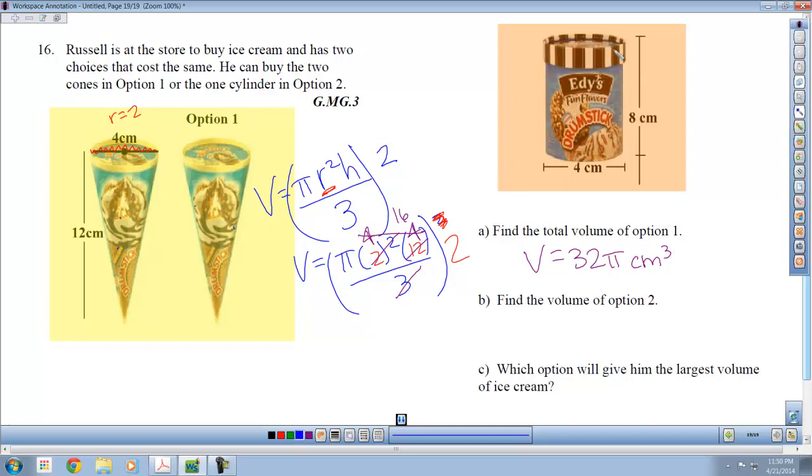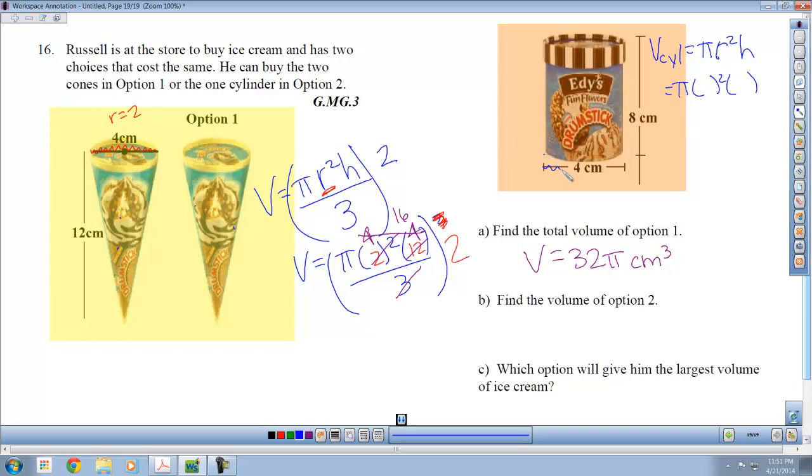Alright, my next job is to figure out what it would be for this one. And what shape is this one? Can you see that it's a cylinder? So the volume formula for a cylinder is what? Pi times my radius squared times height. There's only one, so that's what it is. So this is going to be what? Pi times my radius squared times my height.